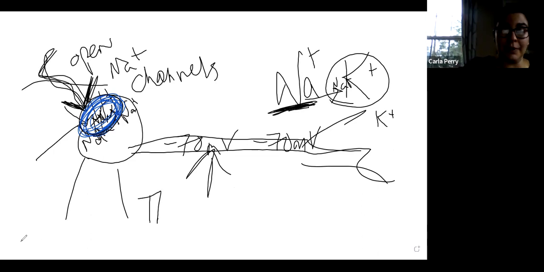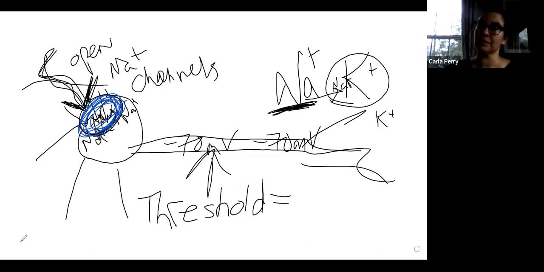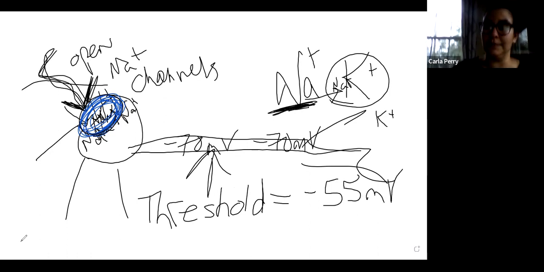And this is the next number that you must commit to memory. Threshold is negative 55 millivolts. Threshold. And we can think of threshold as the point of no return. And threshold is the beginning of action potential. So we talked about a graded potential. Now we're going to move into the action potential.